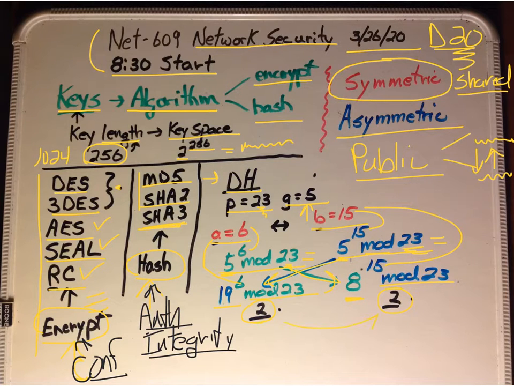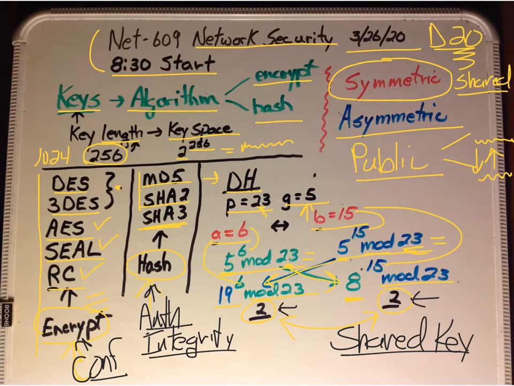So now, without actually exchanging it, we now have a shared key that we can use. Now, we wouldn't use 2, but you now have the basis to develop your shared key on both ends. Diffie-Hellman.